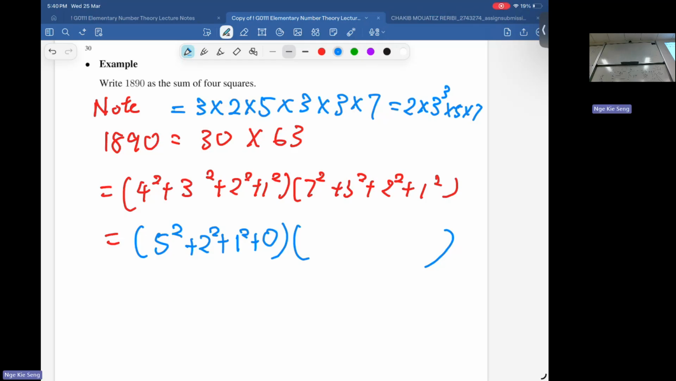So maybe if you have too many 0s, I mean if each of these sums of 4 squares has 0 inside, it could also appear as plus 0 at the end of the product. Meaning what? Meaning you write it as a sum of 2 squares, or as a sum of 3 squares. I mean, a sum of 2 non-zero integer squares, or a sum of 3 non-zero integer squares.